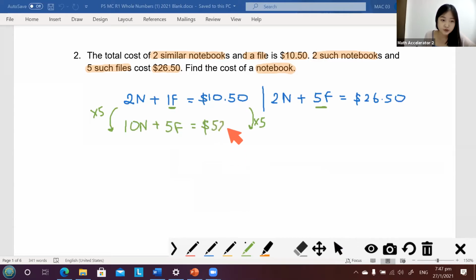Okay, 52.50. Okay, thank you. So now we can cancel out the items. We know that $52.50 is bigger than your $26.50. So let's bring this equation down below this equation. That will be 2n plus 5f equals $26.50.